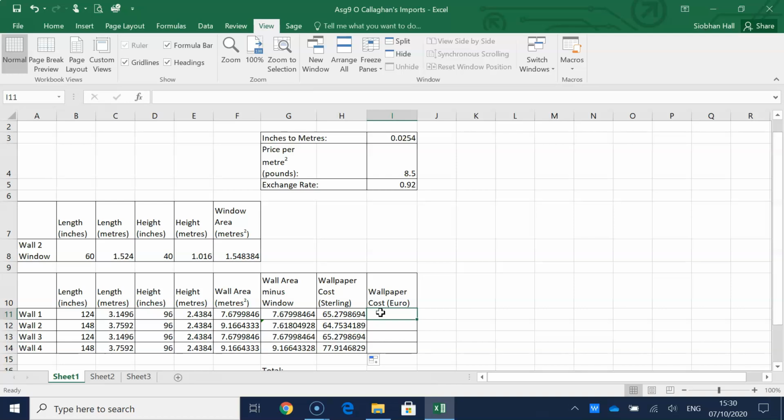Question 6 says, using the exchange rate, calculate the euro cost of wallpaper for each wall. So every 92 pence is a euro. So whatever the cost is in sterling, if I divide it by the exchange rate, which is 92 pence, I will get the cost in euro. So again, I do it for wall 1. So it's in I11, I'm typing equal H11 divided by I5, but I need dollar signs on it. So it's $I$5. And I copy that down.